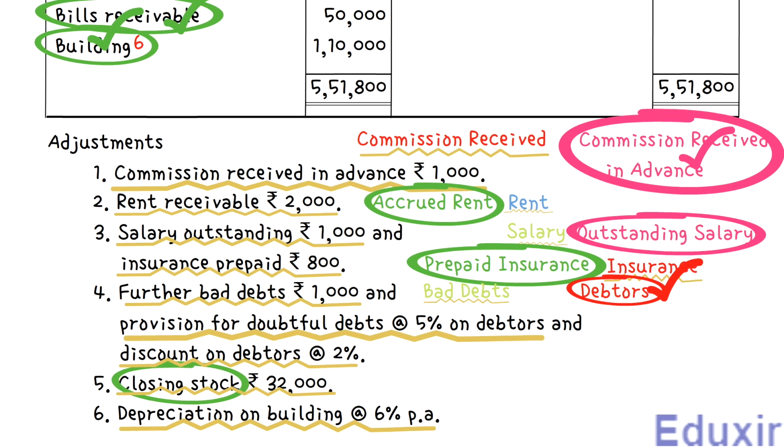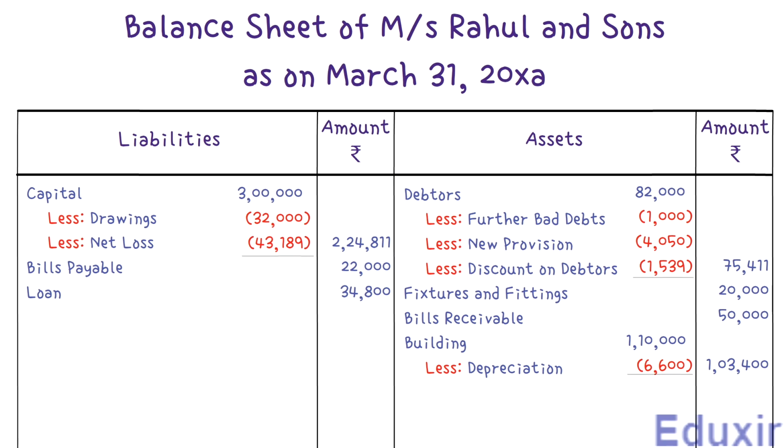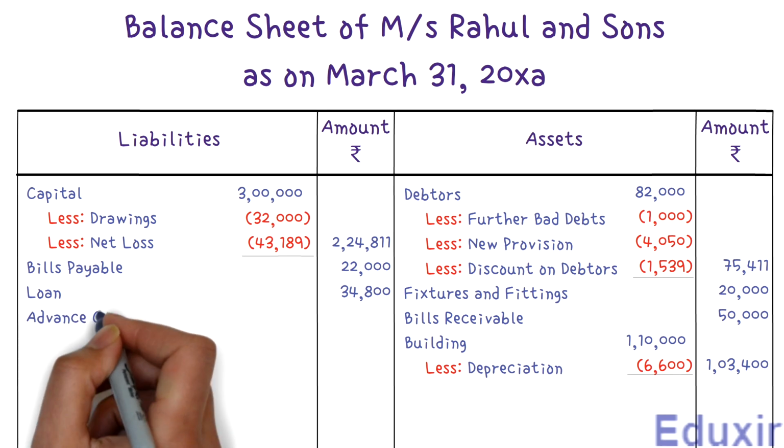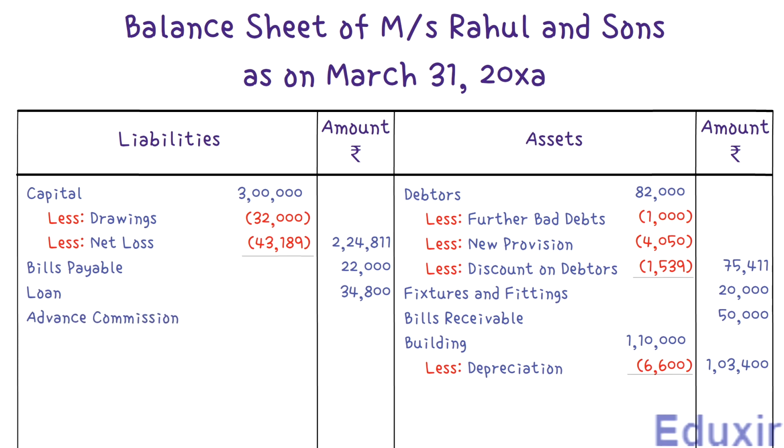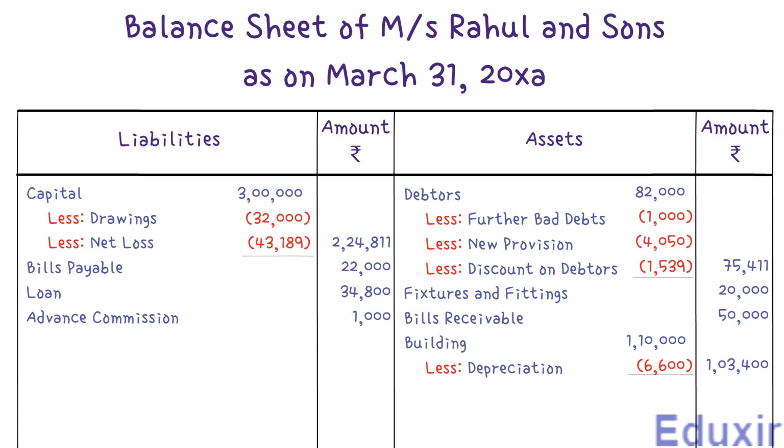So it should be posted on the liabilities side of the balance sheet. With this information at our hand, let's now proceed to post this entry on the liabilities side of the balance sheet. Let's first write advance commission on the liabilities side of the balance sheet. Let's then write the corresponding amount of 1000 rupees in the amount column. With that, we have completed the posting of the advance commission related entry on the liabilities side of the balance sheet.